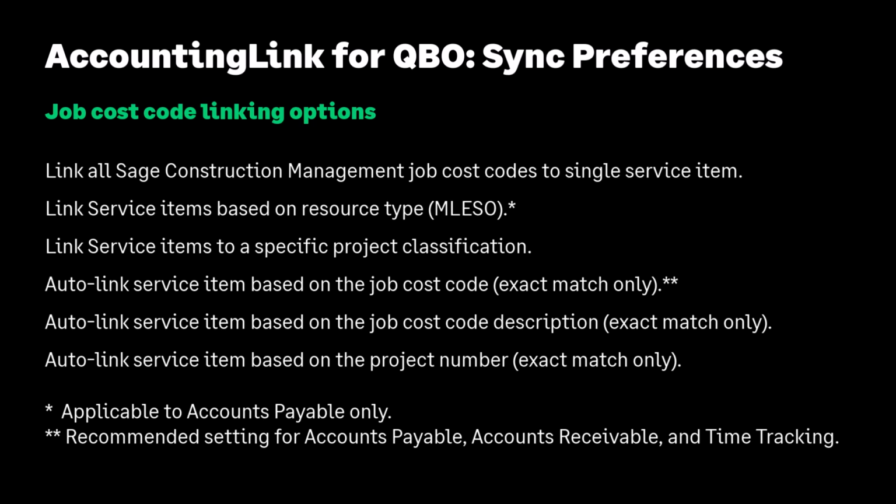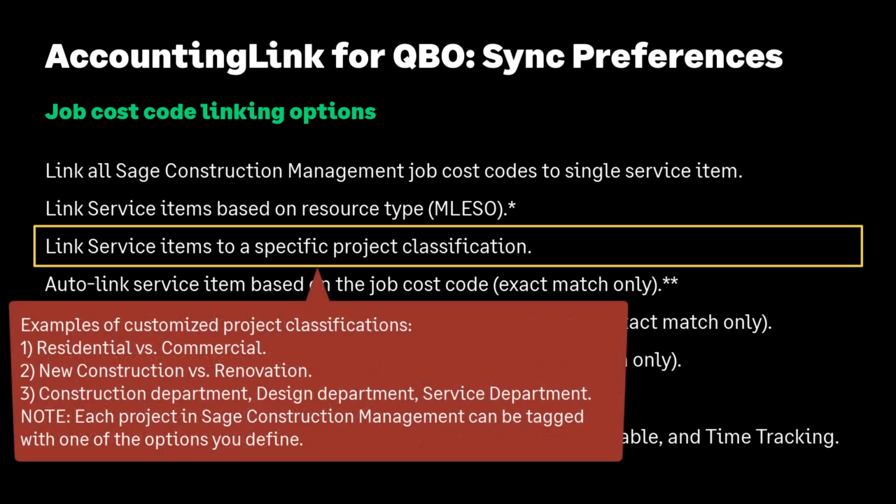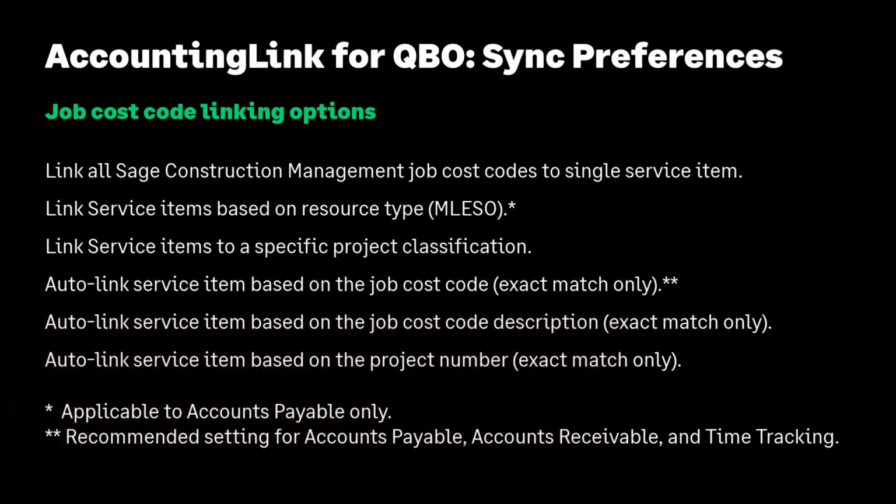Above that is another option to link service items to a specific project classification. This comes in handy if you have different product lines, groups, divisions, or departments in your company. If every project is tagged to one of these project classifications, which you will define, then the CoreCon link to QuickBooks will post information based on that project classification.